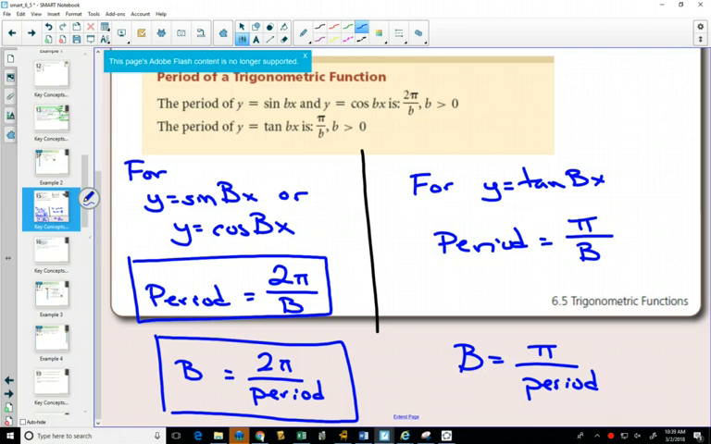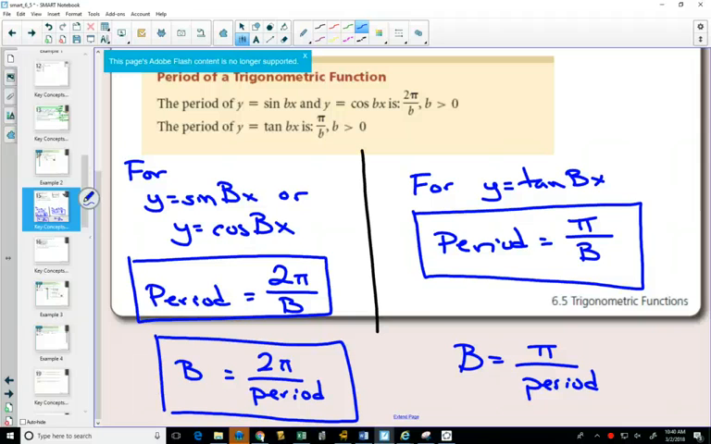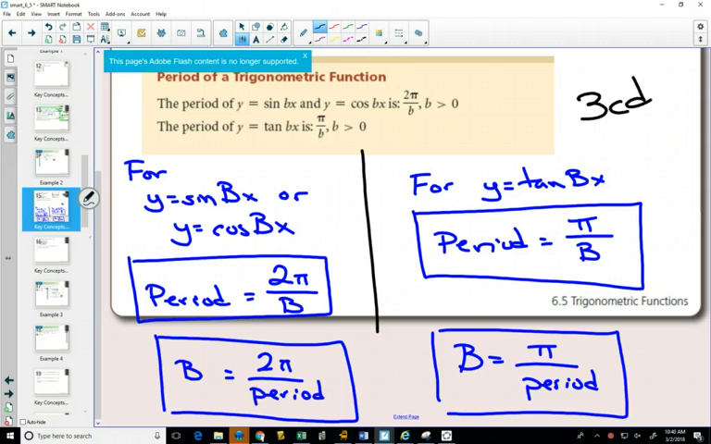Same thing with tan. The period of tan starts out as pi. So if you have a horizontal stretch or compression, you would multiply by 1 over b. So now your period for tan is always going to be pi over your b value. And rearranging that to solve for b, your b value in a tan graph is always pi over your period. Okay, you can do the rest of C now. I mean the rest of 3, C and D.